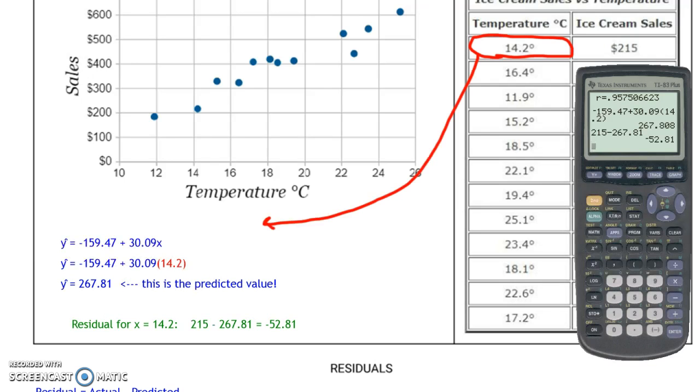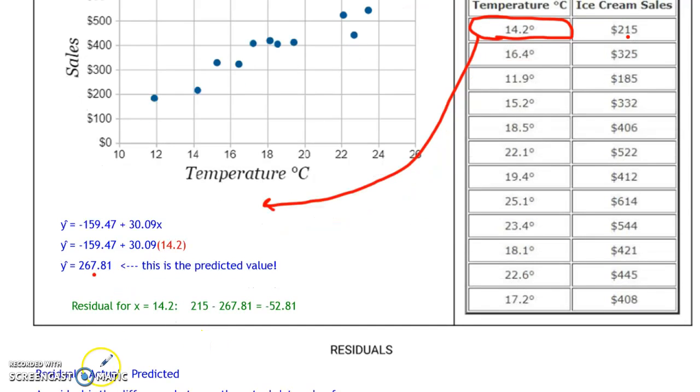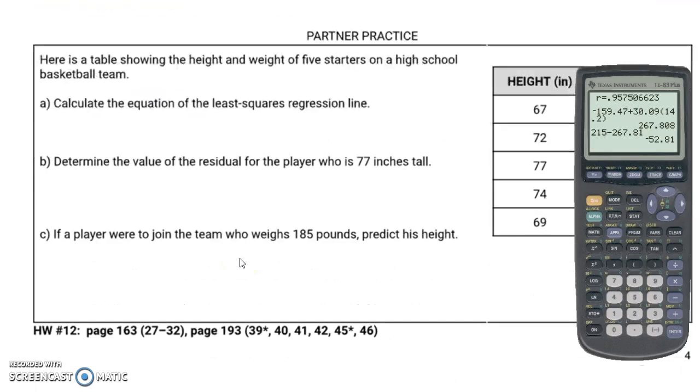So you can see I did the work here. I took the least squares regression equation, substituted in 14.2, which was the x value, and we got 267.81. That's going to be the predicted value. So now we have an actual value, that's this, and a predicted value, that's this. Remember, residual is actual minus predicted. It says it right here. So I used my calculator to get negative 52.81. Now that means it's a negative residual, which means that the actual value is less than the predicted value. All right. On to the partner practice.